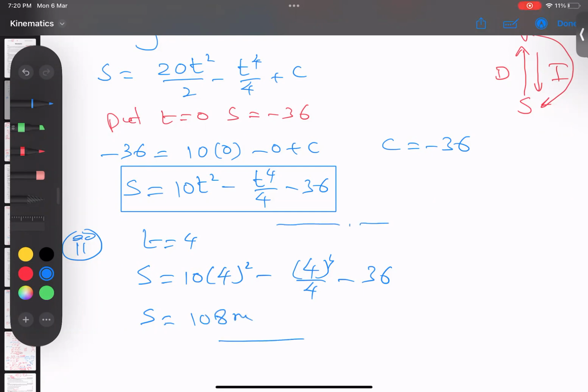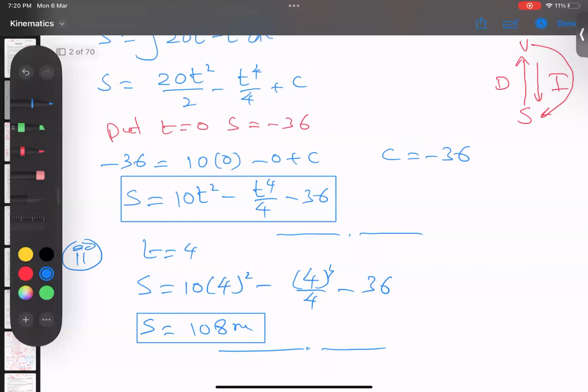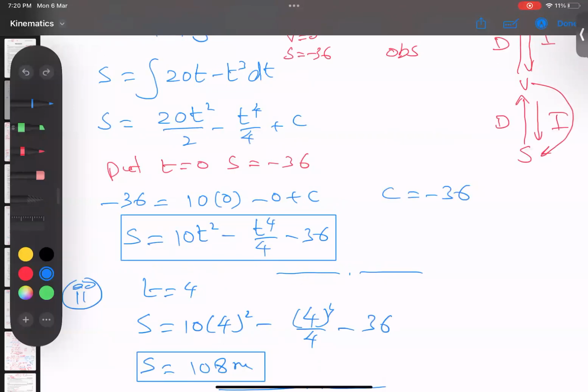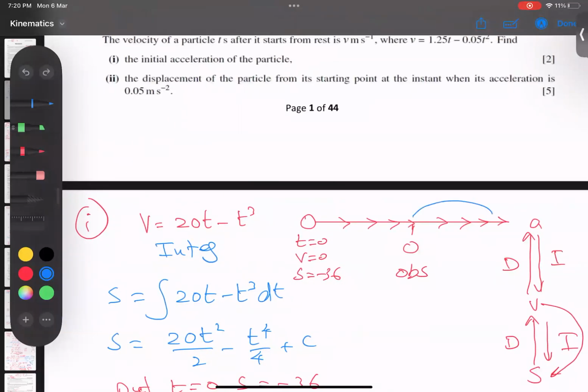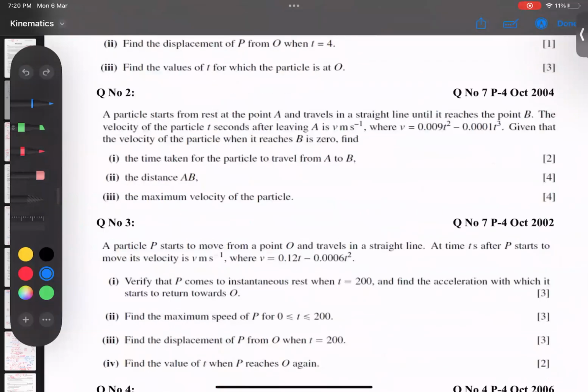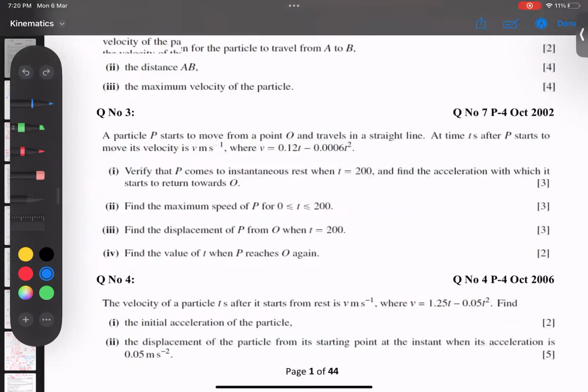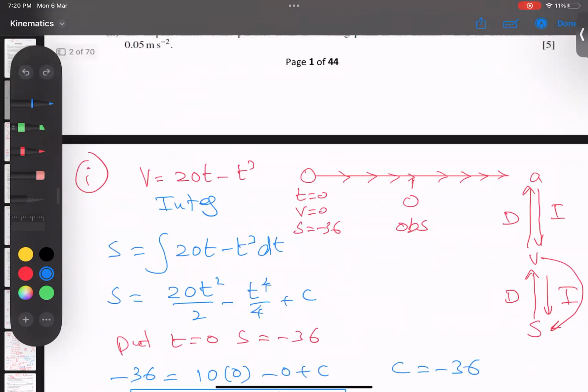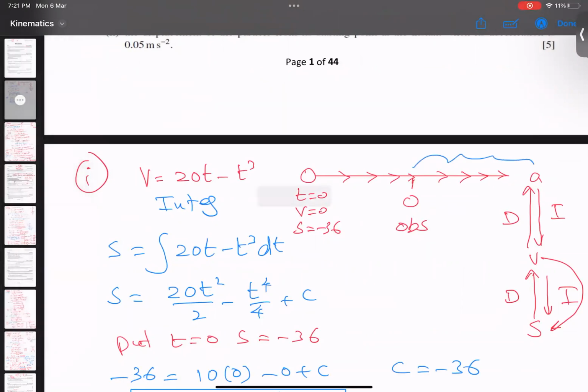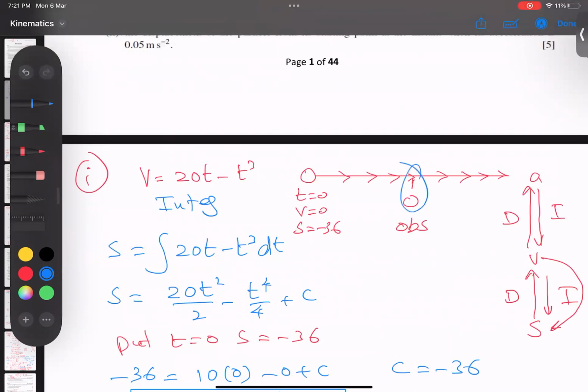So the first part ends here, and the second part ends here, because he was asking what the displacement was when time is 4. Now it is a positive 108, which means the particle is ahead of the observer somewhere here. Part number 3: find the values of t when the particle is at the observer. I just discussed with you, if displacement is negative, it means behind the observer. If positive, ahead of the observer. And if displacement is 0, it means beside the observer.